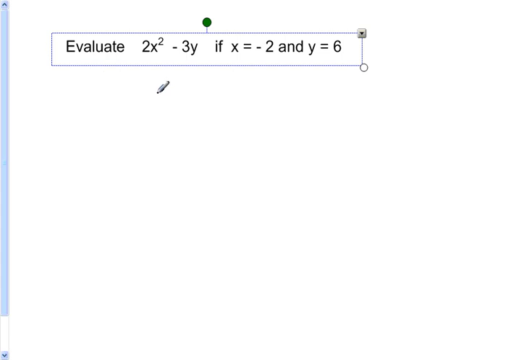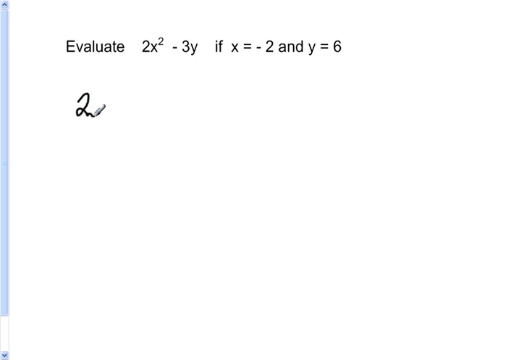Now, that also applies if we have this type of formula, where we're told what an expression is, and we have to plug in the numbers. Now, for this one, we have to evaluate 2x squared minus 3y, and we're told the numbers. Remember, all the variable does is represent a number. So if it represents a number, we're just going to replace this x with -2. So we're going to have 2 times -2 squared minus 3, haven't touched that, haven't changed that, times y, which is 6. Now I have to do order of operations.